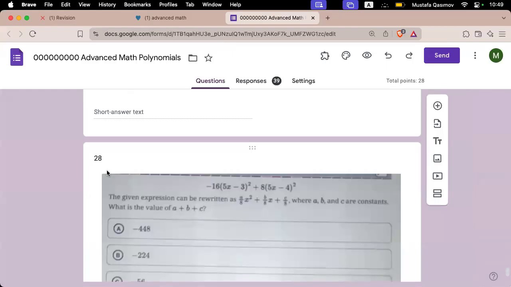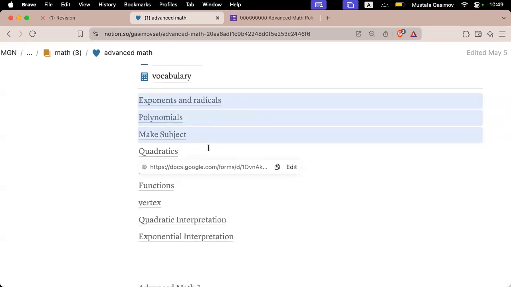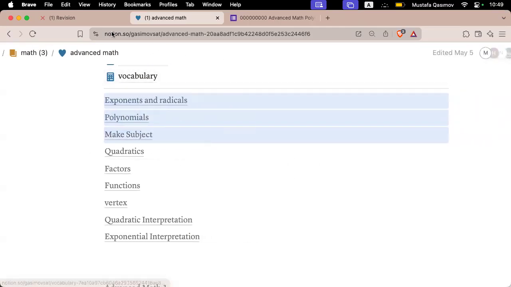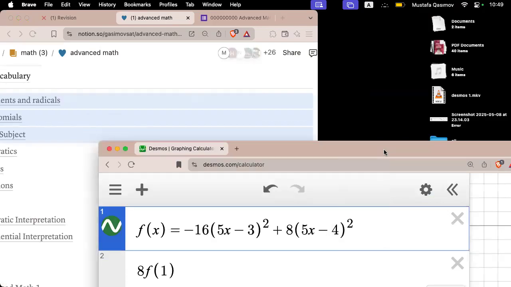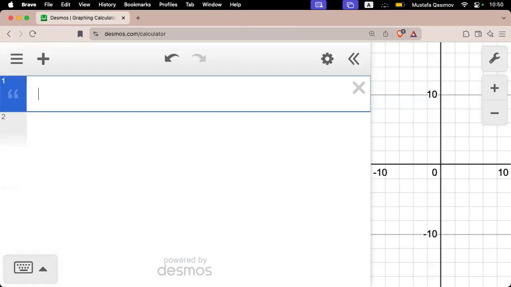Anyone has any question from polynomial, make subject and exponents? If no, let's do quadratics. Okay, for quadratics, first of all, you have to know what's the general form of quadratic equation? Do you know, Madina?